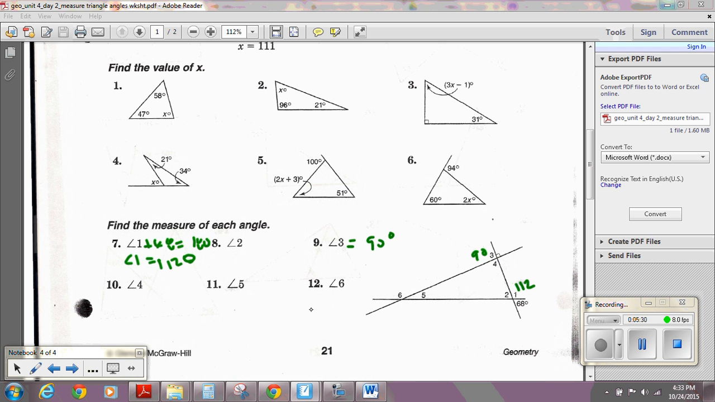Okay? So that means 4 is also 90. And we know that 2 is 68 because of that vertical relationship. So to find angle 5, we know that angle 5 and angle 2 have to equal 90 degrees. So 5 plus 68 will equal 90 degrees. So if I subtract 68, angle 5 would be 22.